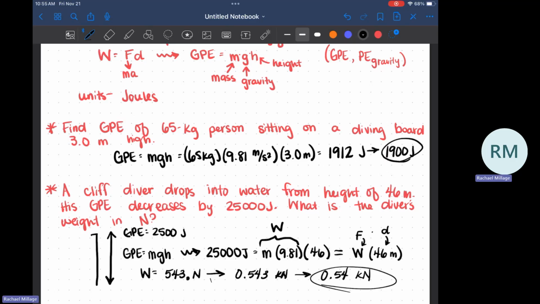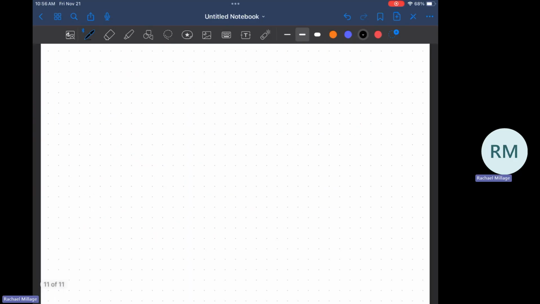So we now realize that we can rearrange this equation of GPE equals MGH to find different things, right? We can use it to find mass, gravity, height, or GPE. We have 4 variables. As long as we have 3 of them, we can find the 4th missing one, right? Do we want to do any more practice on gravitational potential energy right now, or do we want to move on? Move on. Okay, so now we're going to talk about another kind of potential energy.